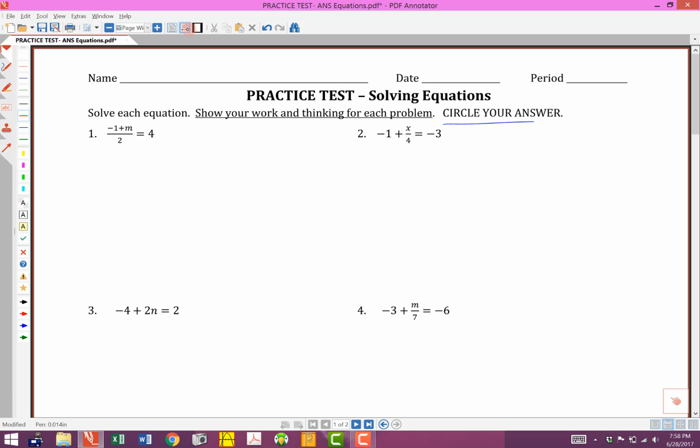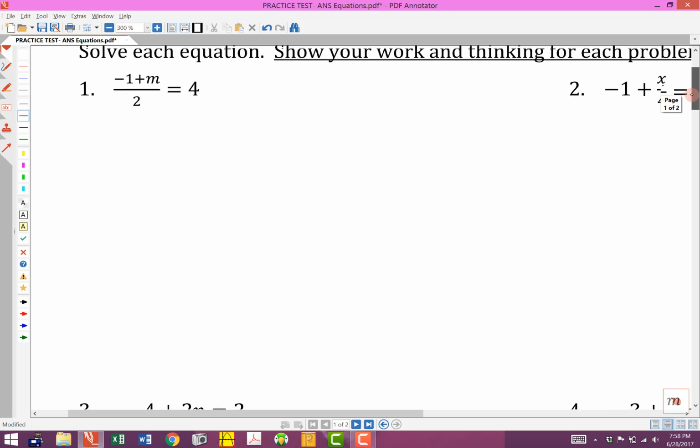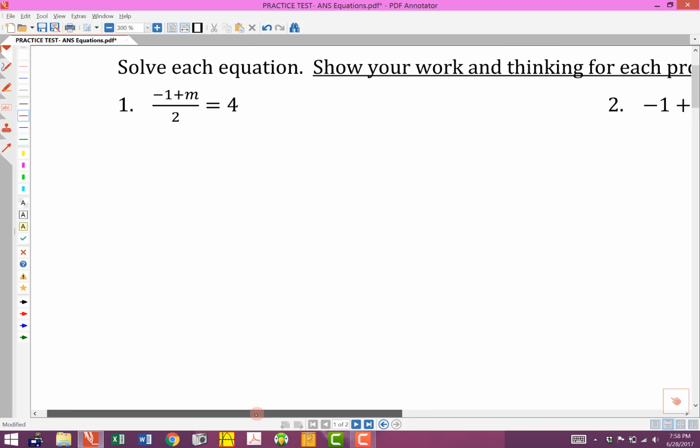Okay, so I'm going to blow this up, and we're going to take a look at basically one problem at a time here. So we start off with kind of a difficult one. This one has that horizontal fraction bar. So remember, we're going to isolate the variable term. Well, this is the variable term right here. We remember that that fraction bar is a grouping symbol all by itself, so we're grouping these two on the top together.